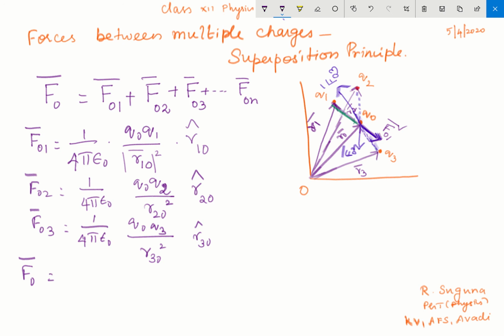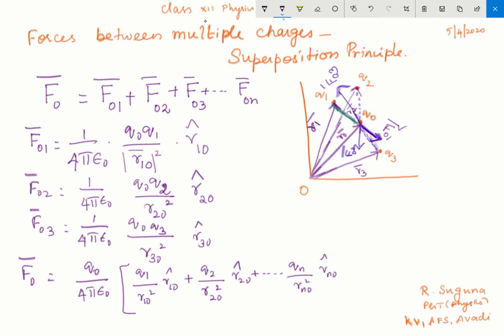F0 is the total force on Q0. That is equal to Q0 by 4 pi epsilon naught, you take it out, and you have to add everything: Q1 by R10 the whole squared R10 unit vector, plus Q2 by R20 the whole squared R20 unit vector, plus etc. How many charges? N number of charges, so Qn by Rn0 the whole squared Rn0 unit vector. Fine. Therefore, now I want to write it with a summation, that is F0 equal to Q0 by 4 pi epsilon naught. Okay, I don't have space here.